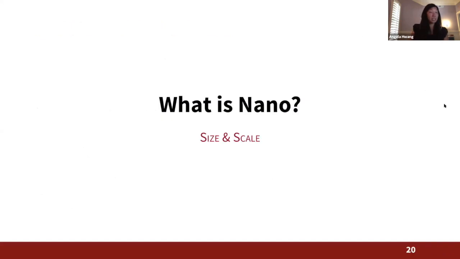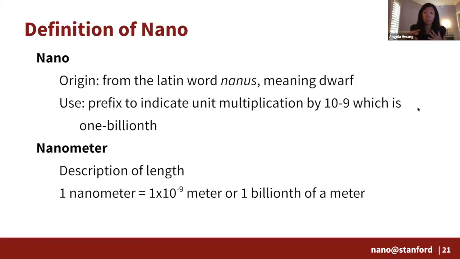So what exactly is nano, right? We already did the size and scale, how big is it activity, in the morning. So we have a rough idea, but now I'm going to go into exactly how big, how small something is. The definition of nano is actually a Latin word meaning dwarf, nanus. And it's a prefix, right? So nanoscale, nanoscience, it just means something that is 10 to the negative ninth. Typically we use this as a description of length. So 1 nanometer is 10 to the negative ninth meters, which is also a billionth of a meter.